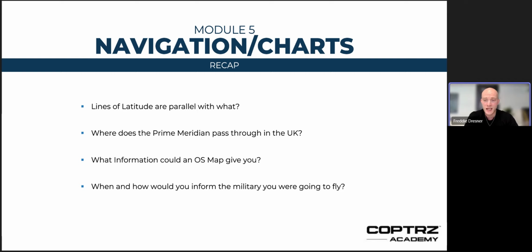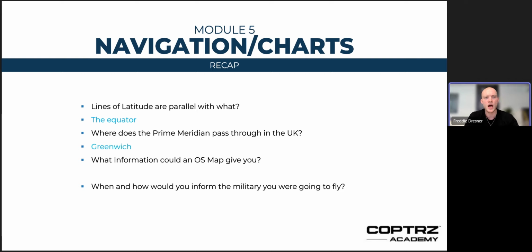We're now going to do our recaps again. So we'll start off with the first one. Lines of latitude are parallel with what? Pause now. Lines of latitude are parallel with the equator. Where does the prime meridian pass through in the UK? Pause now. The prime meridian passes through Greenwich.